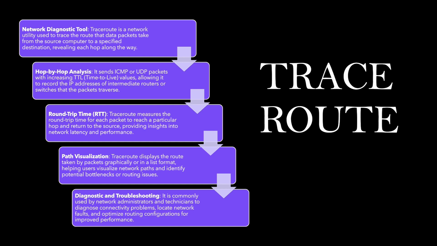Round trip time. Traceroute measures the round trip time for each packet to reach a particular hop and return to the source, providing insights into network latency and performance. Path visualization. Traceroute displays the route taken by packets graphically or in a list format, helping users visualize network paths and identify potential bottlenecks or routing issues.